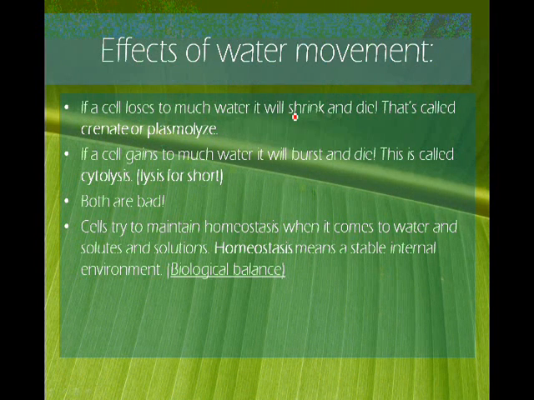So if a cell loses too much water, it will shrink and it can die. This is called crenation or plasmolysis. If a cell gains too much water, then it can burst. It's called cytolysis, or just lysis for short. Both of these things are bad for cells. Cells want to maintain homeostasis. Remember that from the last unit? Homeostasis means a stable internal environment or a biological balance. We want the solution to have the same concentration outside as inside, and so water can move in and out freely.